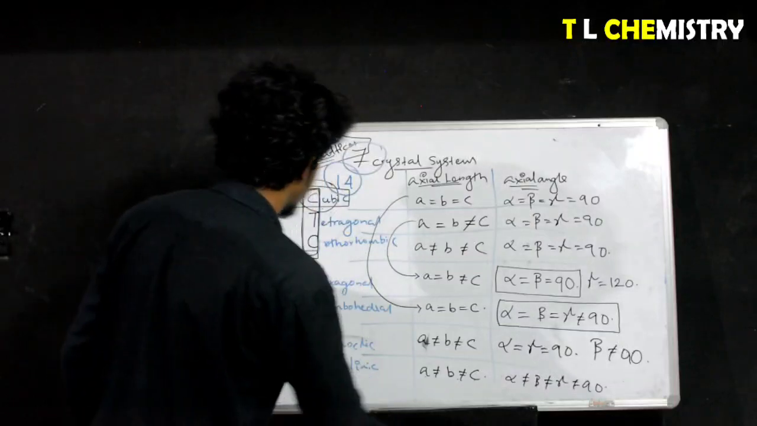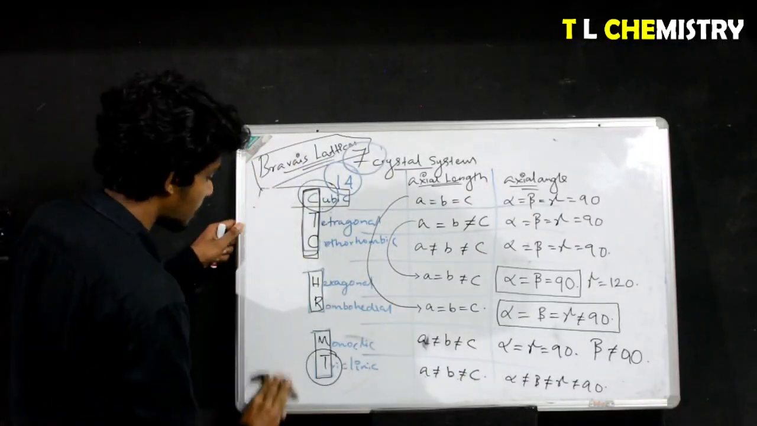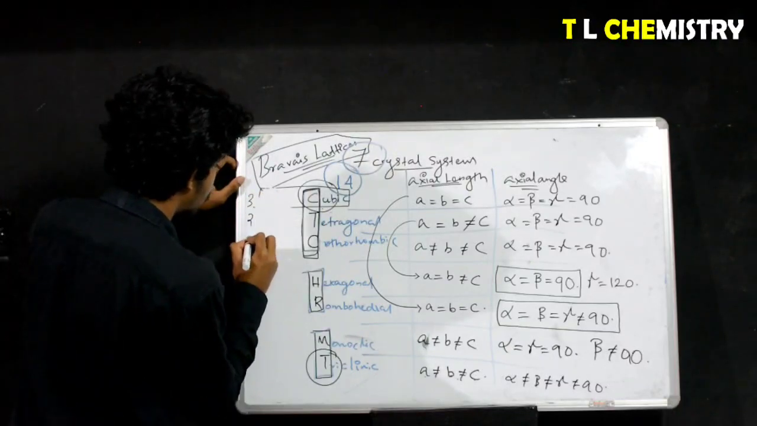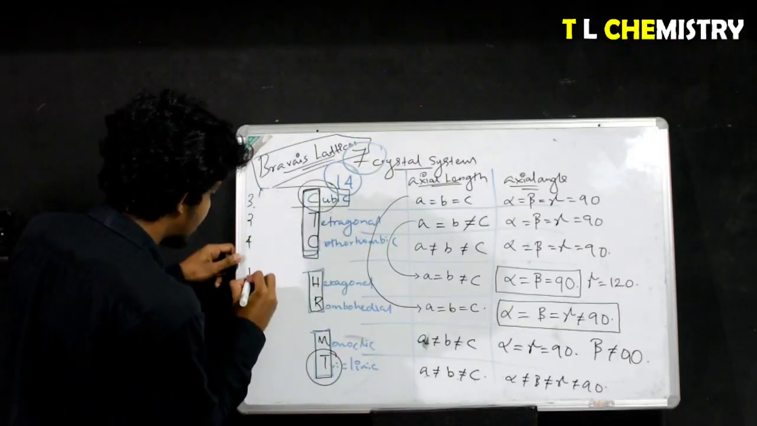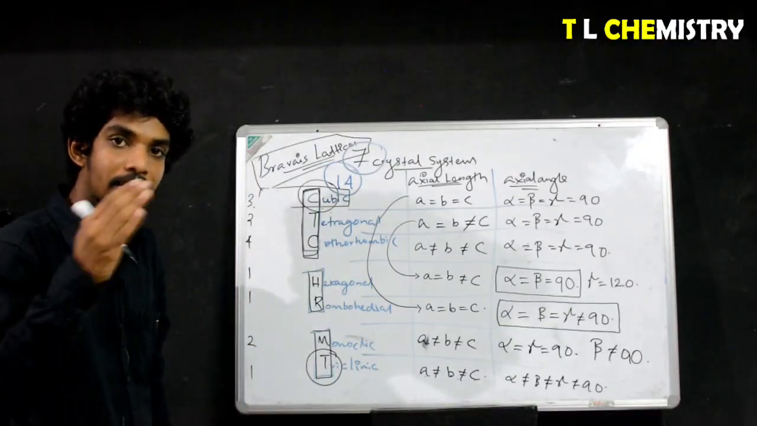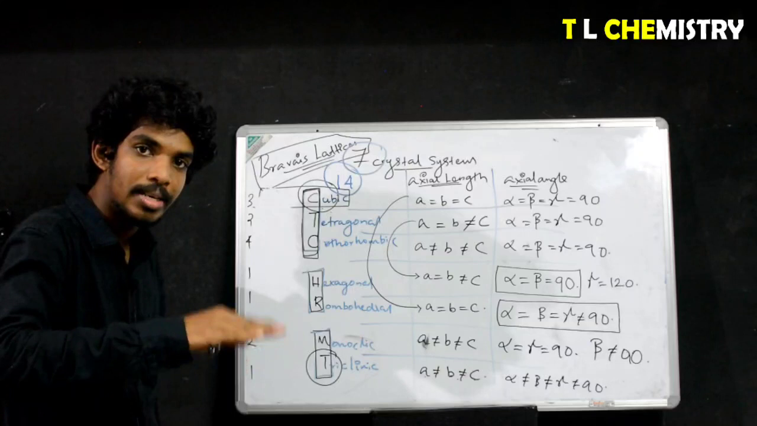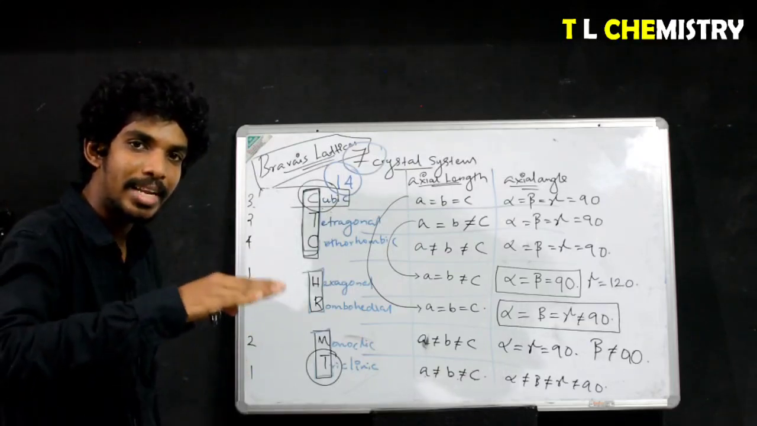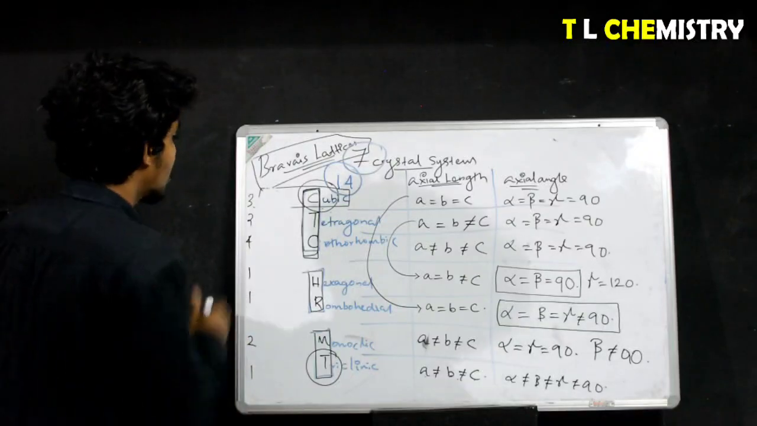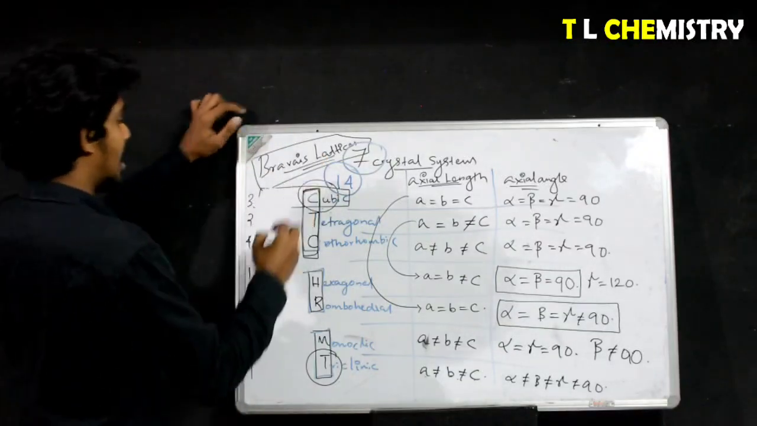Which are they? 3 2 4 1 1 2 1. Can you say 3 2 4 1 1 2 1? That's simple. Okay, which are the Bravais lattices?